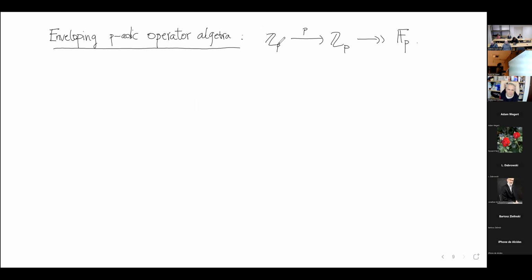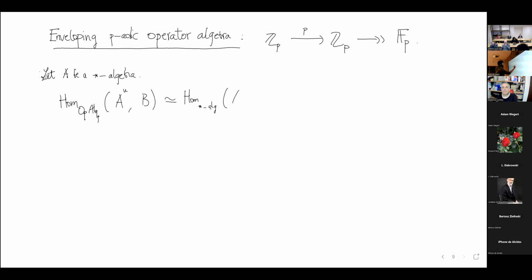And of course, you also want to know that if you start with a star algebra, what you want is, I'll write it in shorthand notation. Let's say this is the category of p-adic operator algebras. I want a functor such that if I take a p-adic operator algebra, I get the same thing as ordinary star algebras from A, B. This is something I want, and how do we get such a thing?